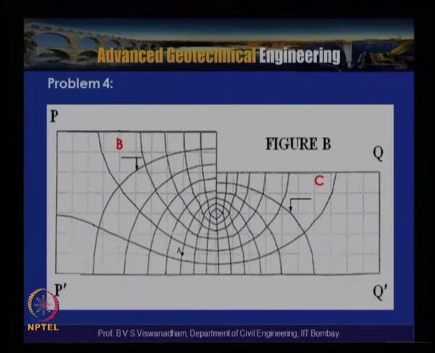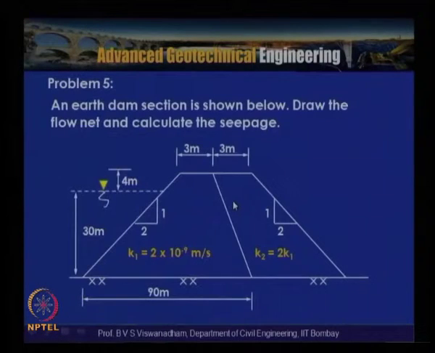So this is the flow net which is given. This is the point A, and this is the point B which is marked, and this is the point C. So this is the tentative flow net which is shown here. Based on this, problem 4 can be attempted, and by considering both Terzaghi's method and Harza's method, one can calculate the factor of safety against piping failure, and with that the hydraulic stability of a structure can be estimated.